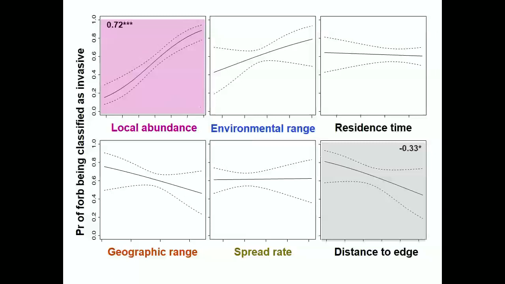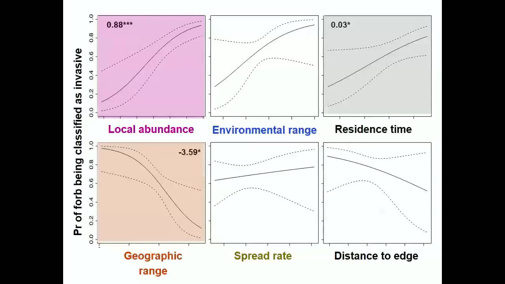Happy to discuss the other ones afterwards. So for forbs, we see that the only dimension that's coming out as important is high abundance. So the more abundant you are, the more likely you are to be classified as invasive. We see something pretty similar with the graminoids. Haven't changed the labels. So again, high abundance is related to invasiveness in this scheme. Surprisingly, we get the opposite trend from what we'd expect with geographic range. So the broader your range, the less likely you are to be classified as invasive.